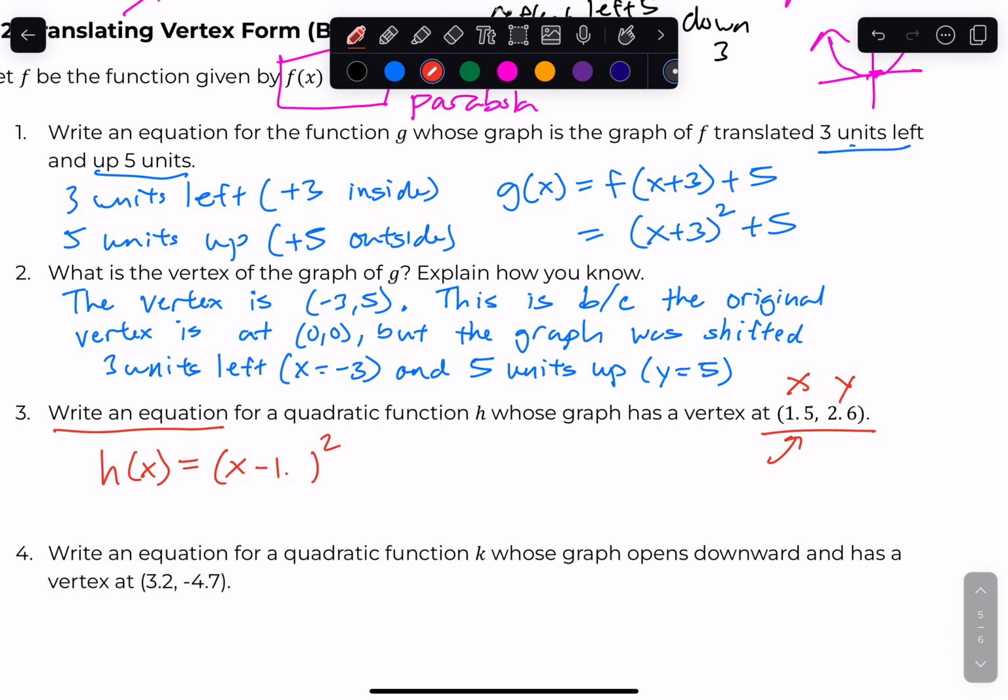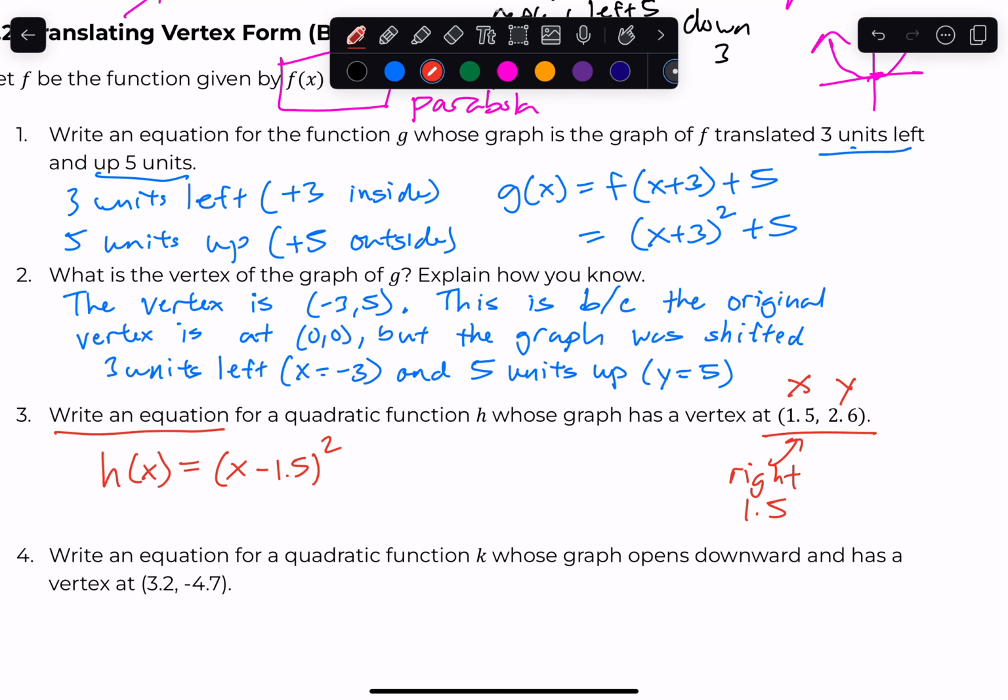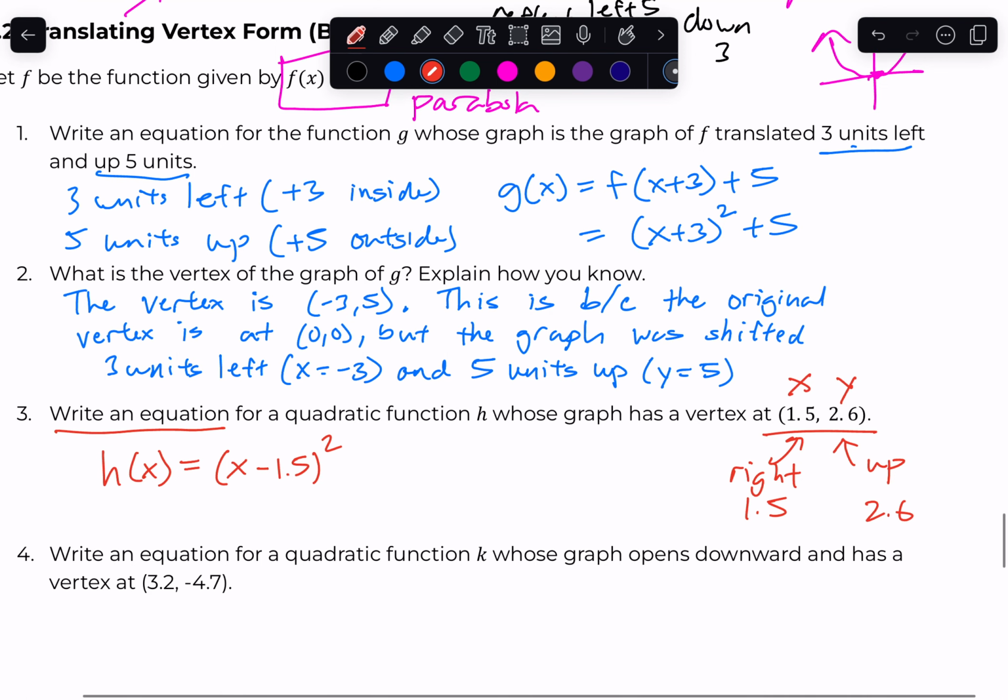So I'm going to write minus 1.5. So this means right 1.5, but I have to put negative in my equation. And this tells me 2.6. So up 2.6. Well, to show up 2.6, I just need to add 2.6. Now, I'm going to go back to my graph and type in this equation, and you're going to see it's going to do what we want it to do. It's going to give it this new vertex.